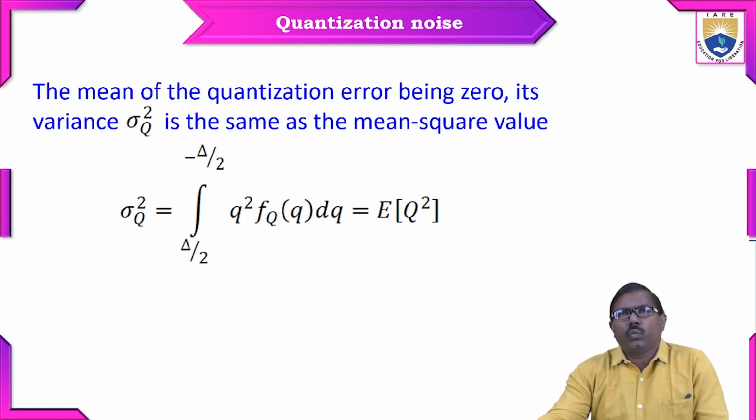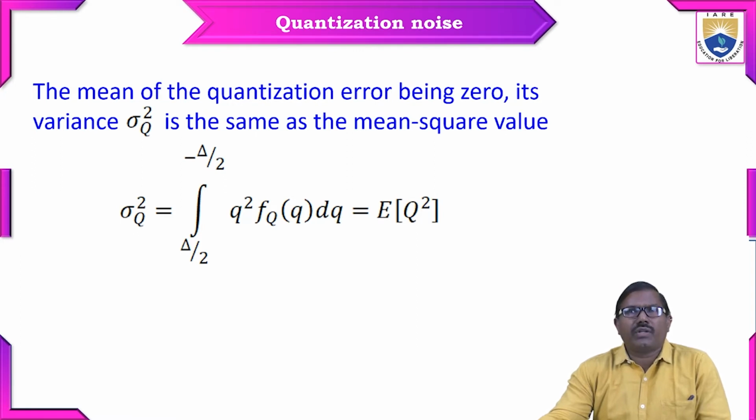So here we are taking the variance. Why? The mean of the quantization error is 0. So variance is nothing but the same as the mean square value. Here I am using this probability density function.